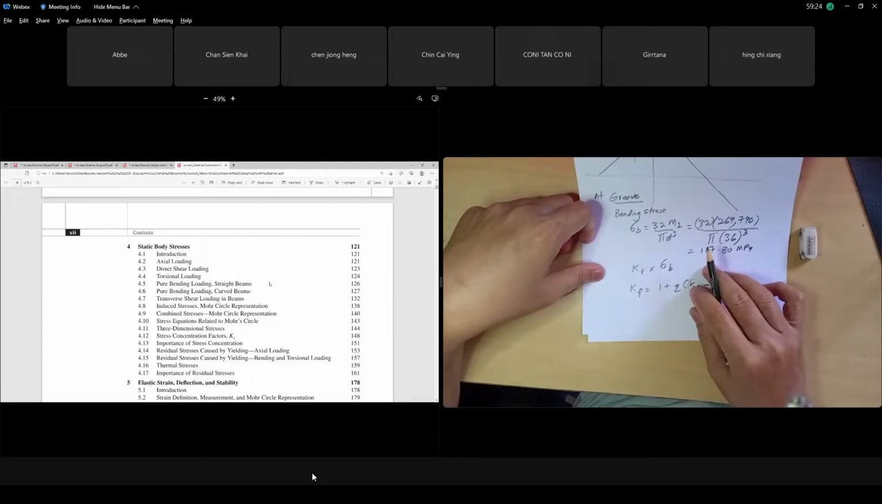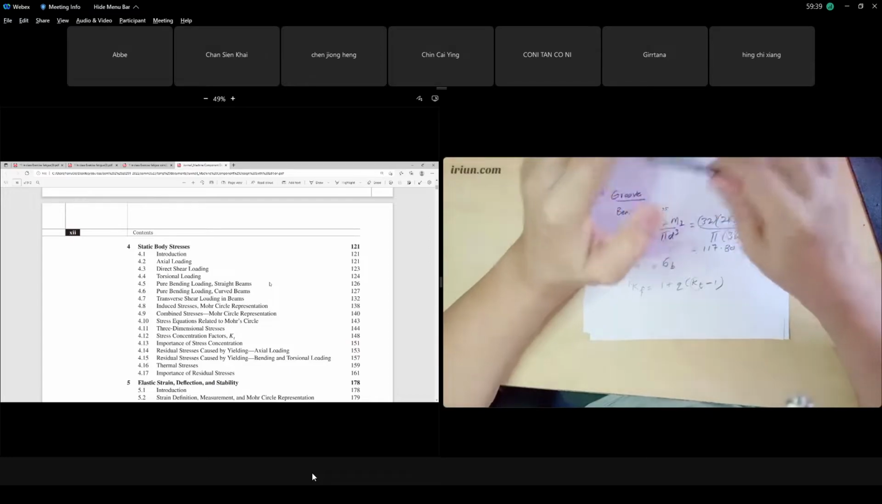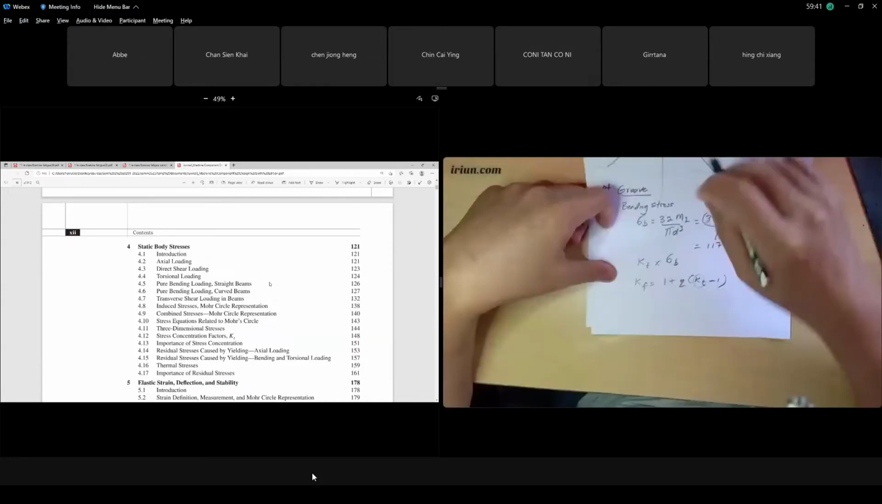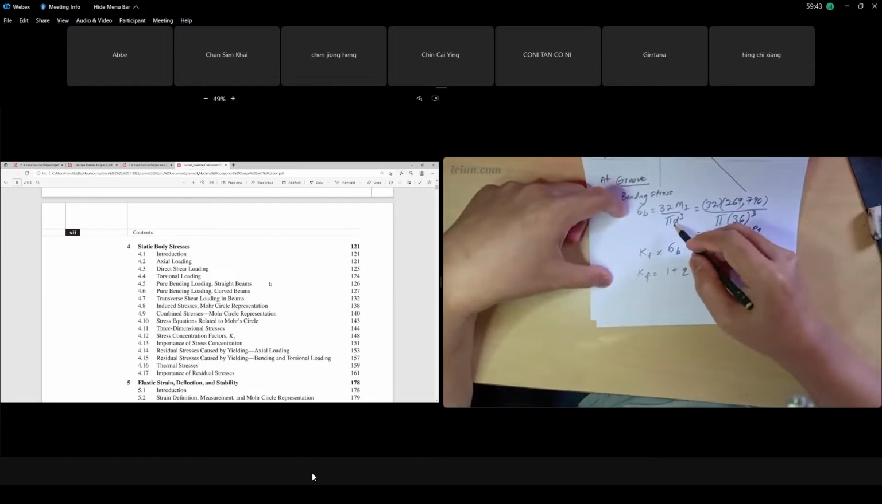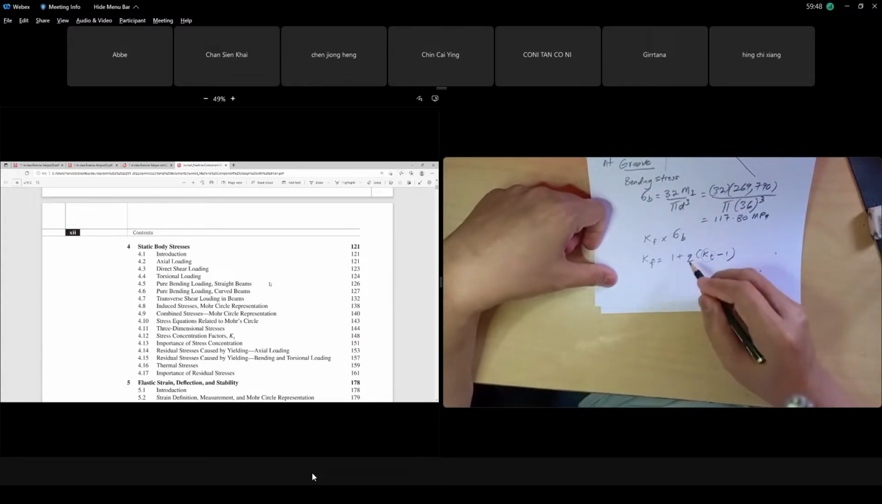But at point A, do we have torsion? We consider one more. Okay, sorry. Our bending stress here, so we have to apply Kf bending, right? Kf for bending. To find the Kf for bending is ready.